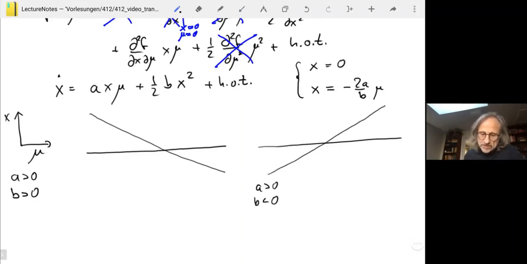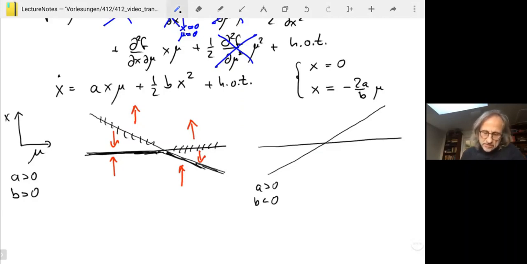Let's quickly do the stability. So how can we do that? Well, let's consider in our first case, let's assume a and b are both positive. So if a and b are both positive, let's assume mu is positive, then the right-hand side is positive. Or in other words, if x is positive and mu is positive, we have x dot positive, and everything else looks like this, meaning the stability looks like that. So this guy is stable, and this guy is unstable.